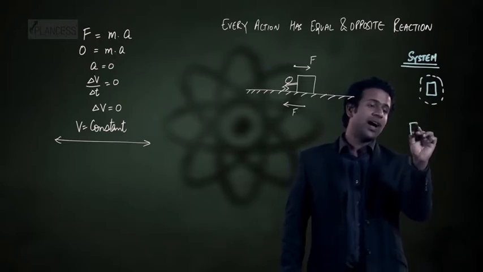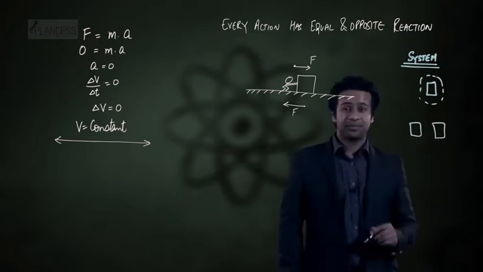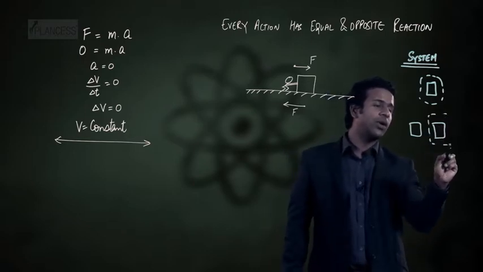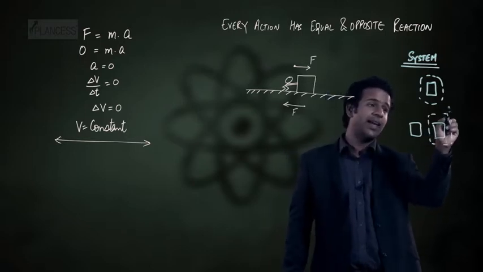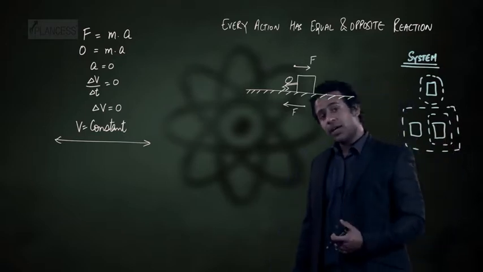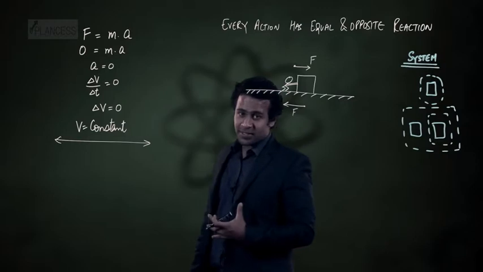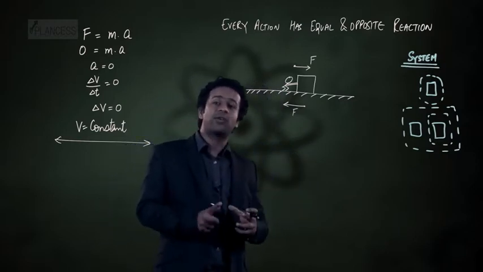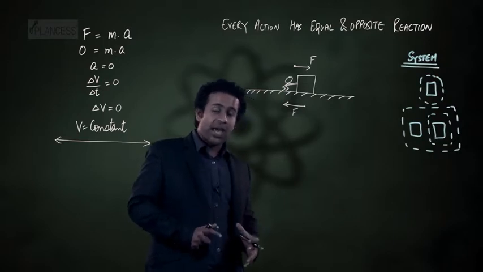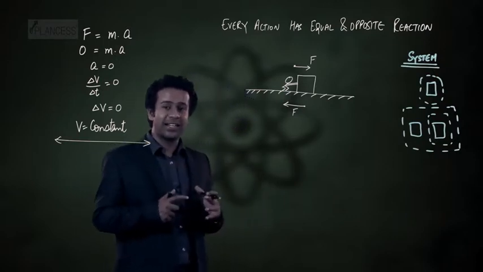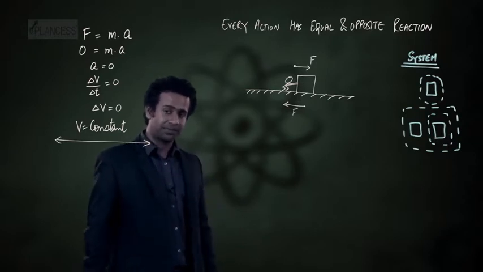But on the other hand, if there is a collection, then you have a choice. Your system may include only one object, or it may include both of them. Now, the importance of system is that whenever we do force analysis, you have to identify your system and then only focus on those forces which are acting on that system, right?